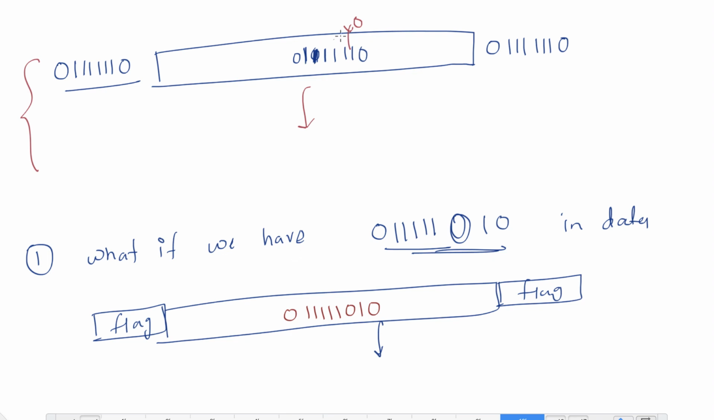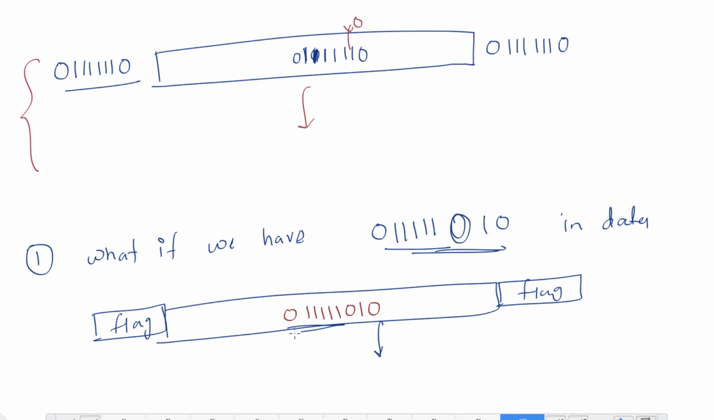So what should we do? Our initial idea was that we can stuff 0 after the 5 ones, and the receiver will anyway remove this 0 after the 5 ones, and will not consider it a part of data because we have stuffed it. But what if this is a pattern in our data? Then what will the receiver do? The receiver doesn't know whether this 0 is a part of data or we have added it, so it will anyway remove it. Then what is the solution here? We will append 0 here also, which means whenever there is a 0 followed by 5 ones, we always append a 0, irrespective of whether we have the flag or not.